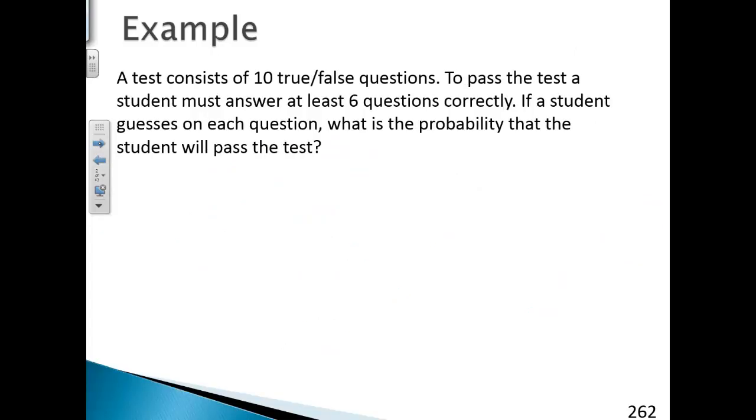A test consists of 10 true-false questions. To pass the test, a student must answer at least 6 questions correctly. If a student guesses on each question, what is the probability that the student will pass the test? So again, let's write down our N, our P, and our X. N is 10, our number of trials, 10 questions, 10 trials. These are true-false questions, so the probability of answering one correct is 0.5.